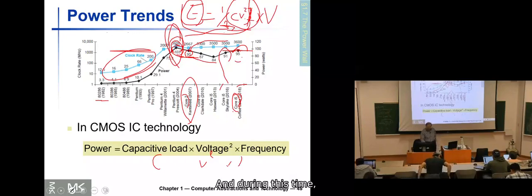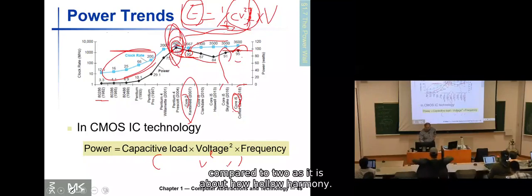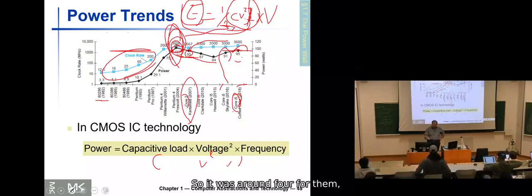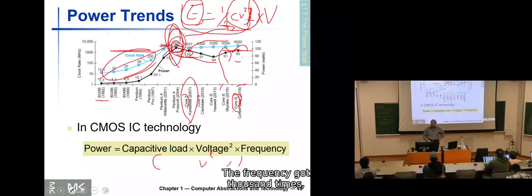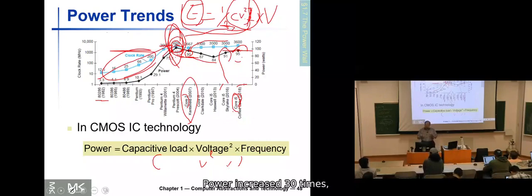And during this time, you see the frequency went from 12 to 3000. It is around 1,000 times. The frequency got 1,000 times higher, but the power only increased about 30 times.